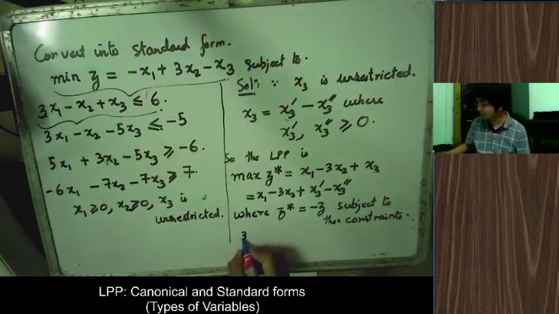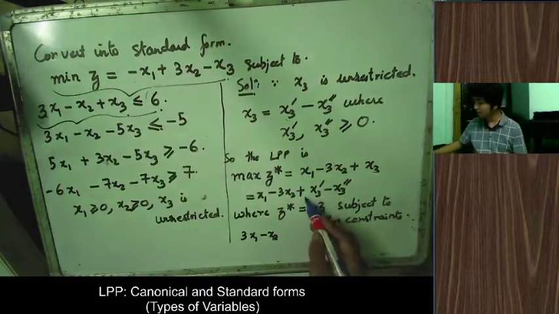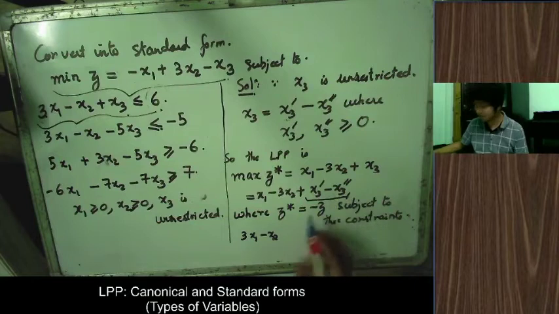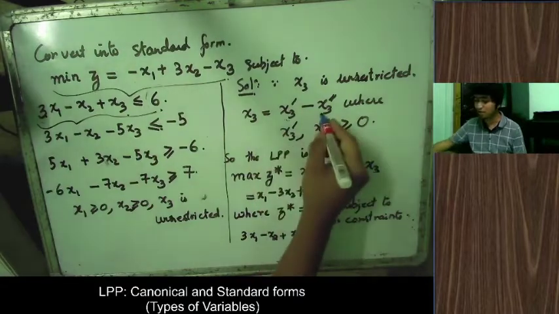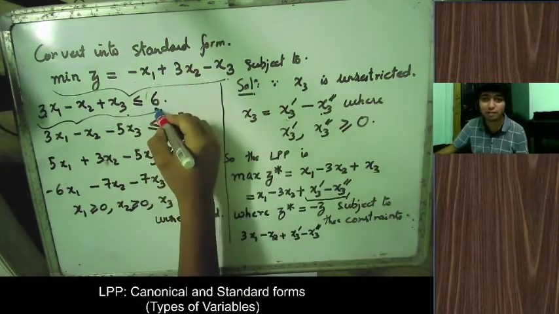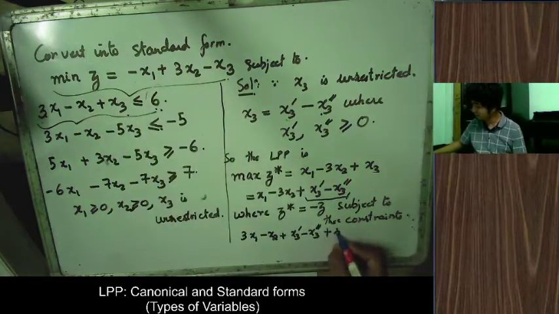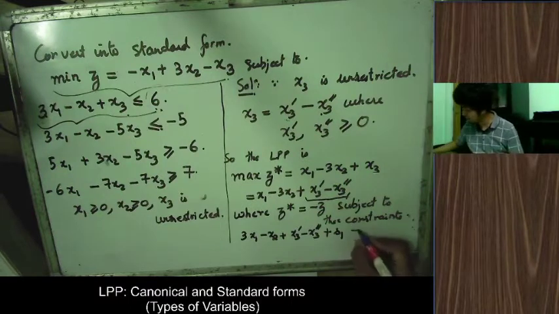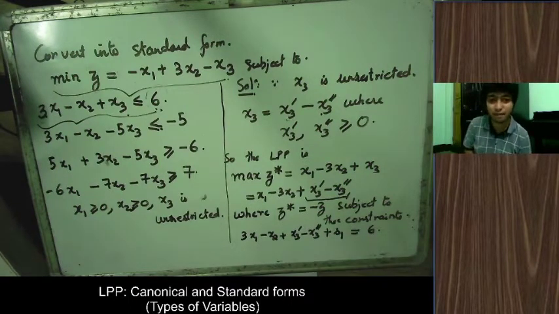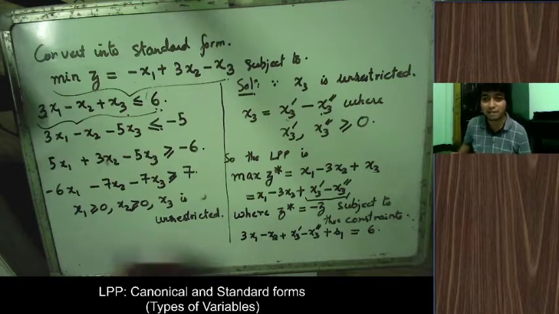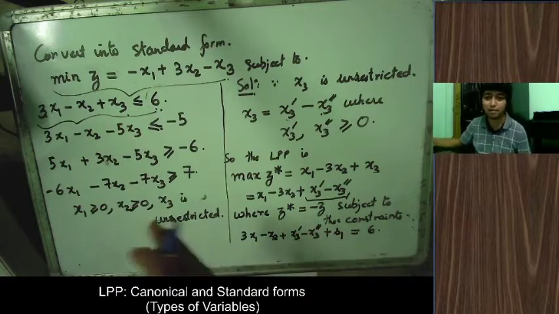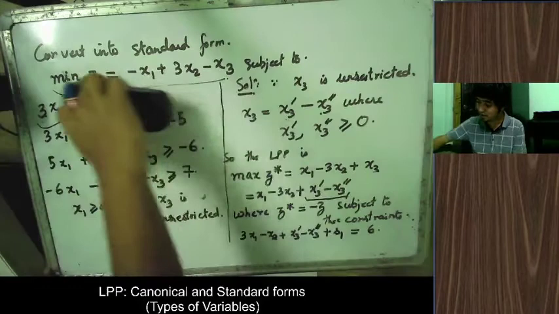So we can just write it down as 3x1 minus x2. Instead of x3, we have to put in these new variables, x3 dash minus x3 double dash, according to this relation. But we also want to convert it into an equality, so we can just write plus s1, using the slack variable s1, equal to 6. I hope that is clear. So this is the first constraint. Do not worry, we will mention what s1, s2 are later on. So this one is done.